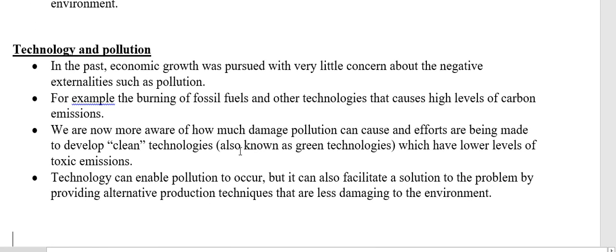So what is the relationship between technology and pollution? Now, in the past, when I started teaching economics, we did not focus on environmental sustainability at all. It wasn't part of the economics syllabus, because in the past we pursued economic growth. Economics as a subject was focused on economic growth. How can we increase economic growth? How can we produce more and increase our productivity? How can we use our resources to produce more so that we can have economic growth?